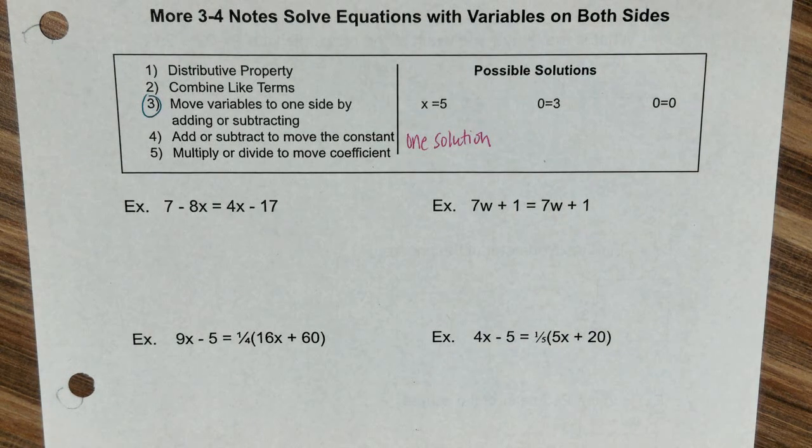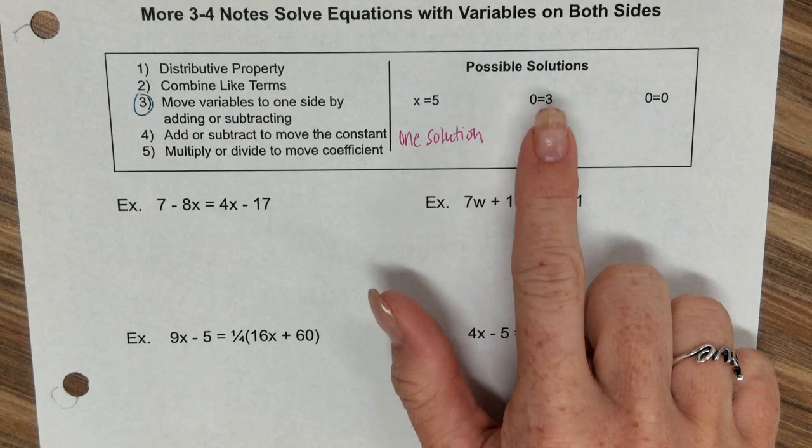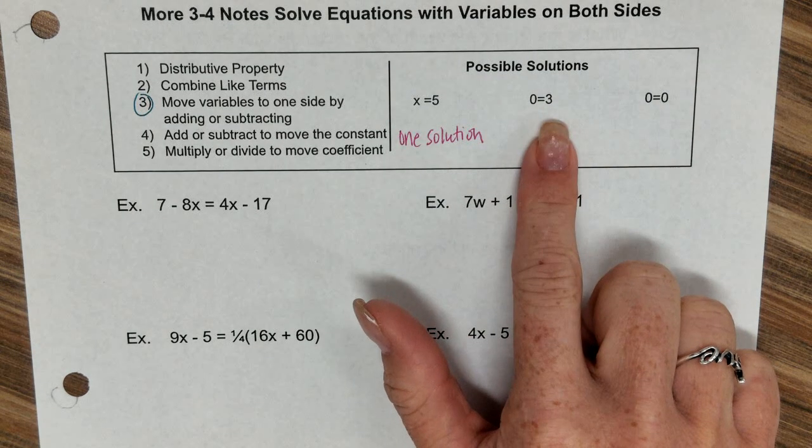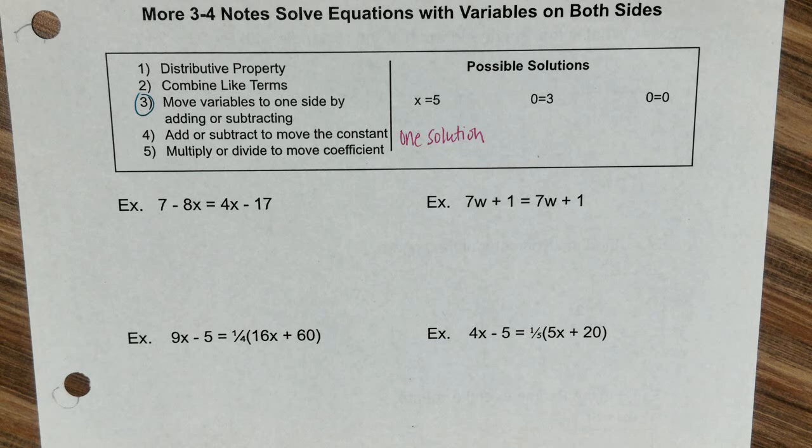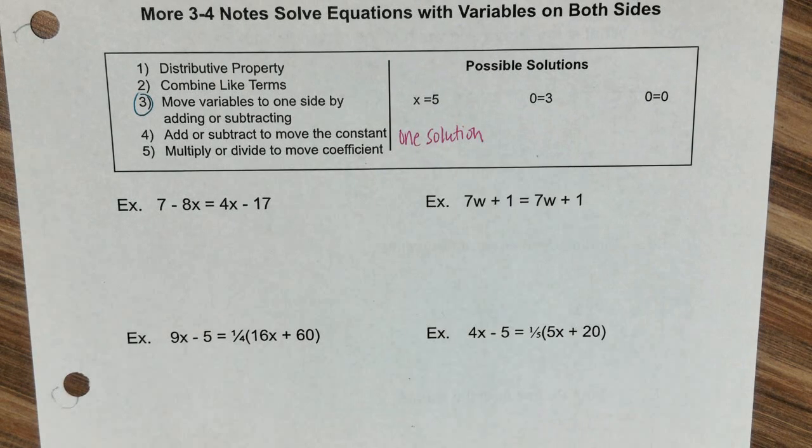No solution. This is where you have parallel lines. Okay? They never will meet. And in your final answer, you're going to get 0 equals a random number. 0 equals 5, 0 equals 3. That means they are actually parallel lines. They will never meet. So how do I draw an answer for no solution?